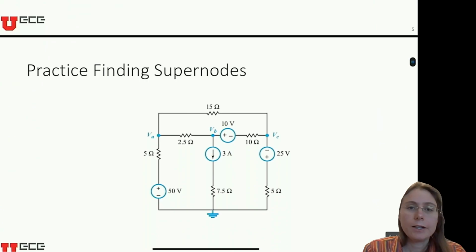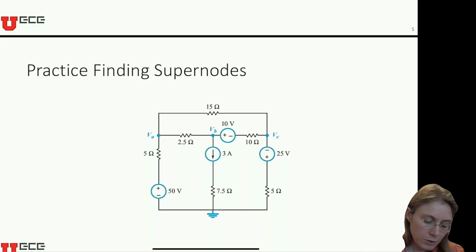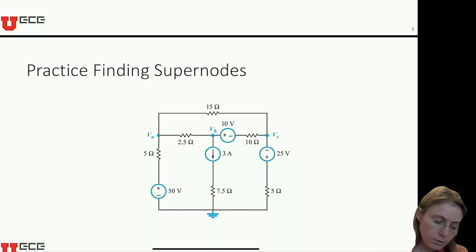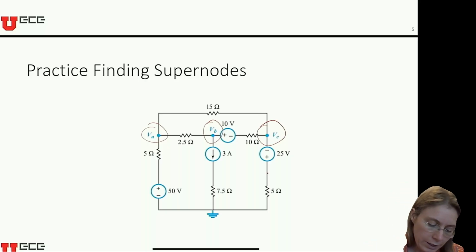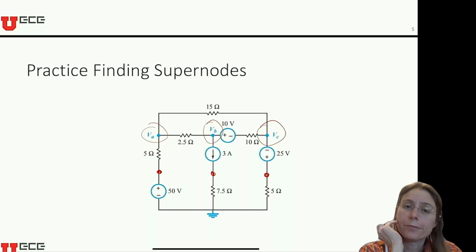So let us try finding supernodes. Here in this circuit, they've gone through and labeled the 3 unknown nodal voltages that they're going to solve for. Why didn't they mark here? Why didn't they mark here? And why didn't they mark there as unknown nodal voltages?